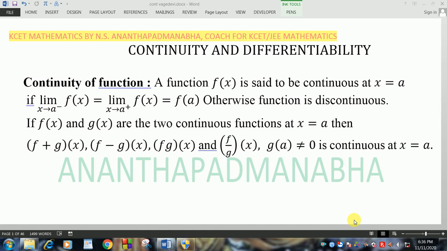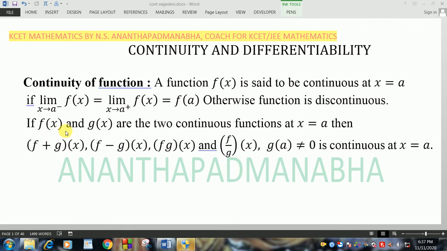A function f(x) is said to be continuous at x = a if the limit of f(x) as x tends to a minus, that is the left hand limit, is equal to the limit of f(x) as x tends to a plus, that is the right hand limit, is equal to f(a), that is the value of the function. Otherwise we say that the function is discontinuous.